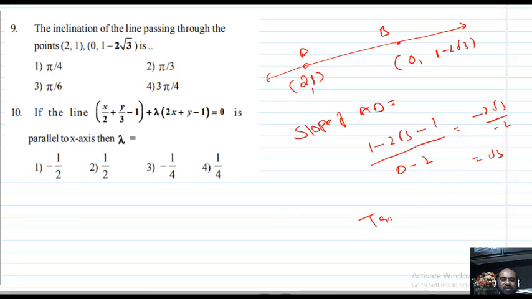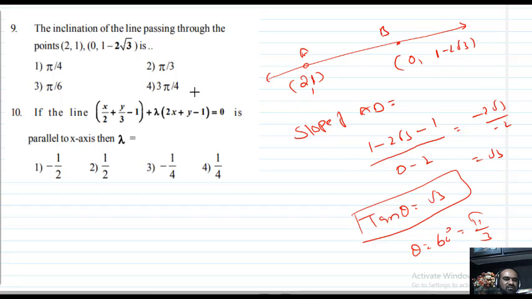So slope denoted by tan theta equals root 3. Why am I saying tan theta? If theta is assumed as the inclination of this line, then automatically tan theta is the slope. Tan theta equals root 3, then theta equals 60 degrees, or I can say pi by 3 radians. So pi by 3, this is the correct answer.